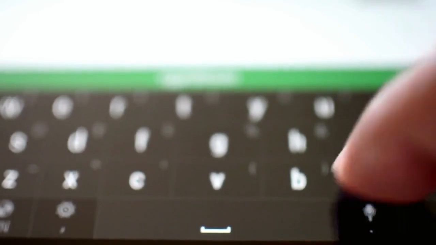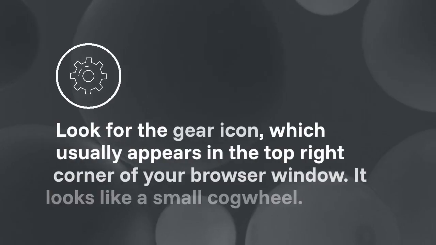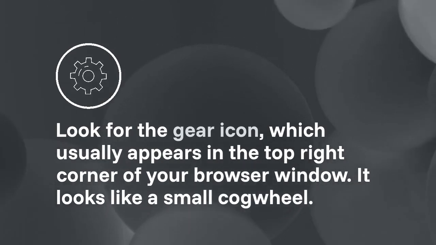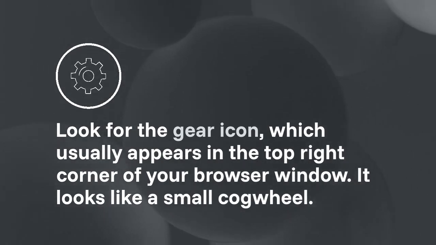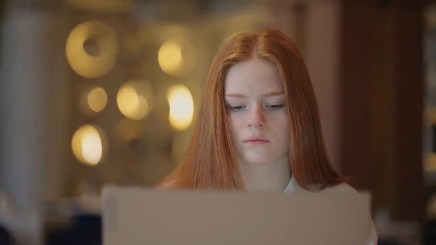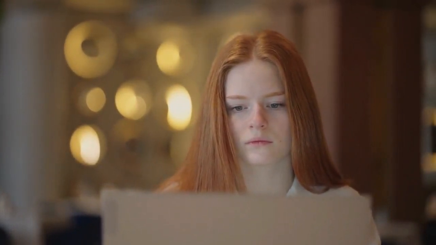If you are using Outlook through a web browser, like Outlook.com or your company's Microsoft 365 webmail, the location is different. Look for the gear icon, which usually appears in the top right corner of your browser window. It looks like a small cogwheel. Click this gear icon to open a quick settings panel. This panel lets you quickly change things like your theme, dark mode, or message display density.